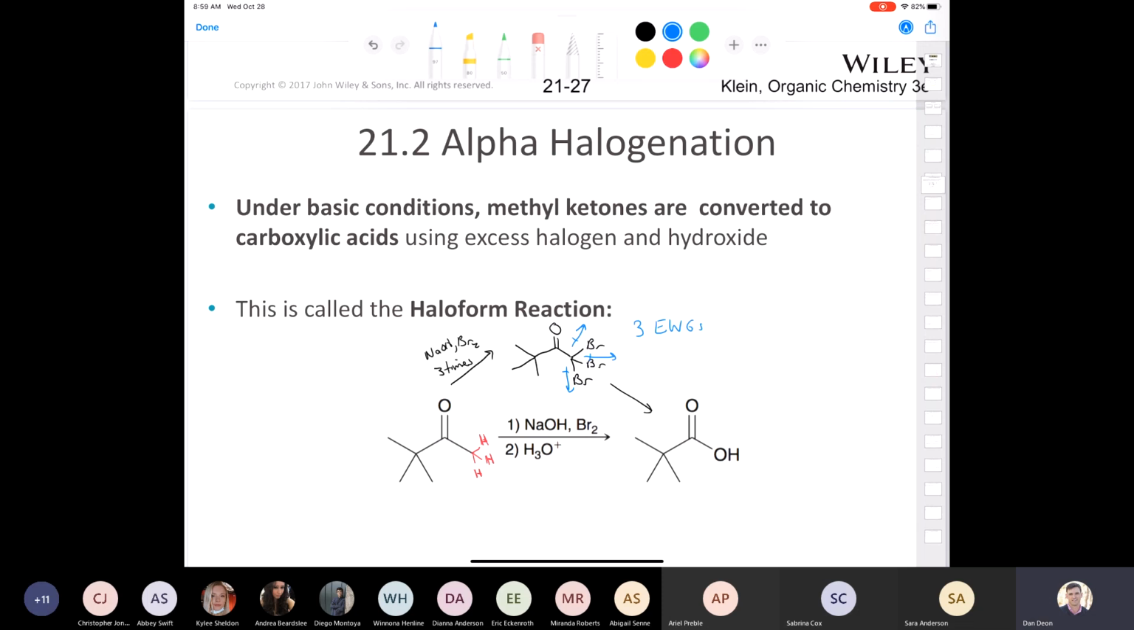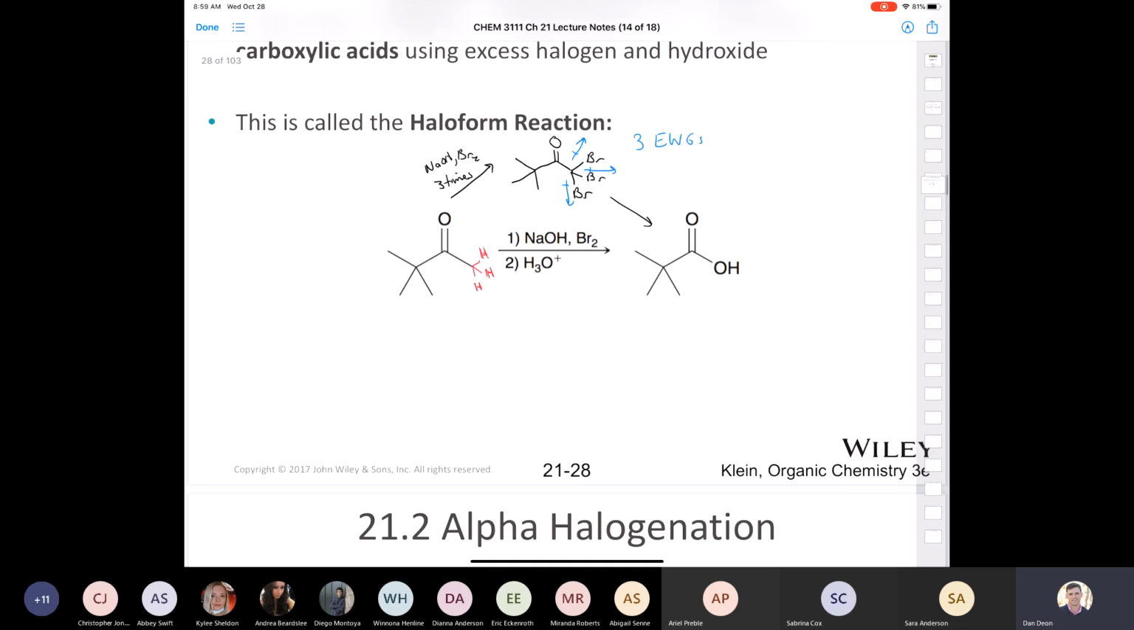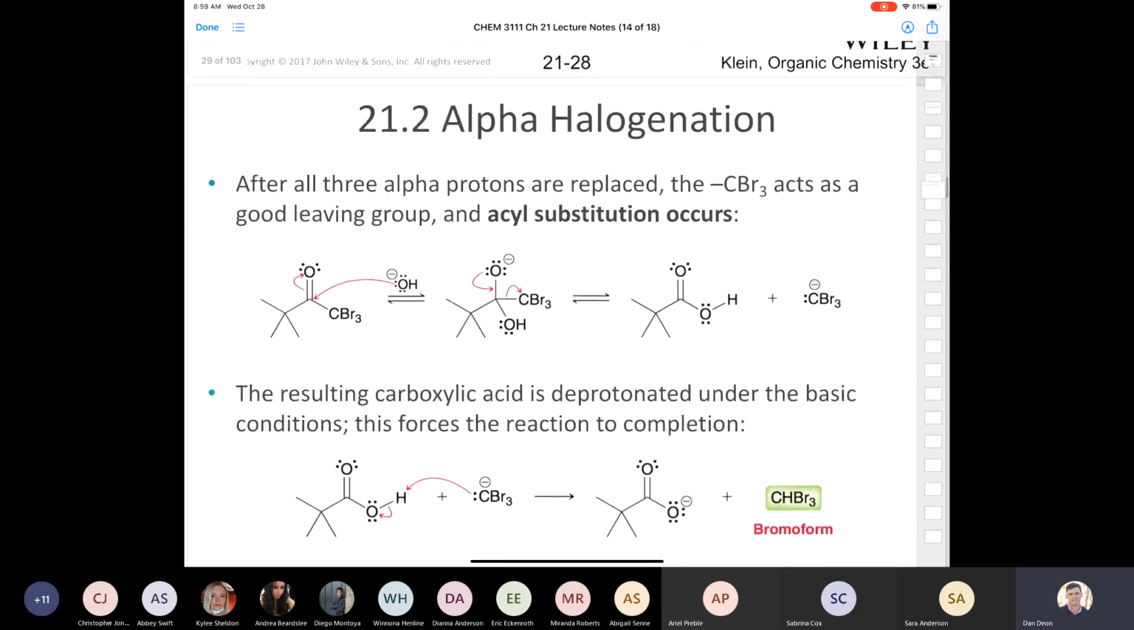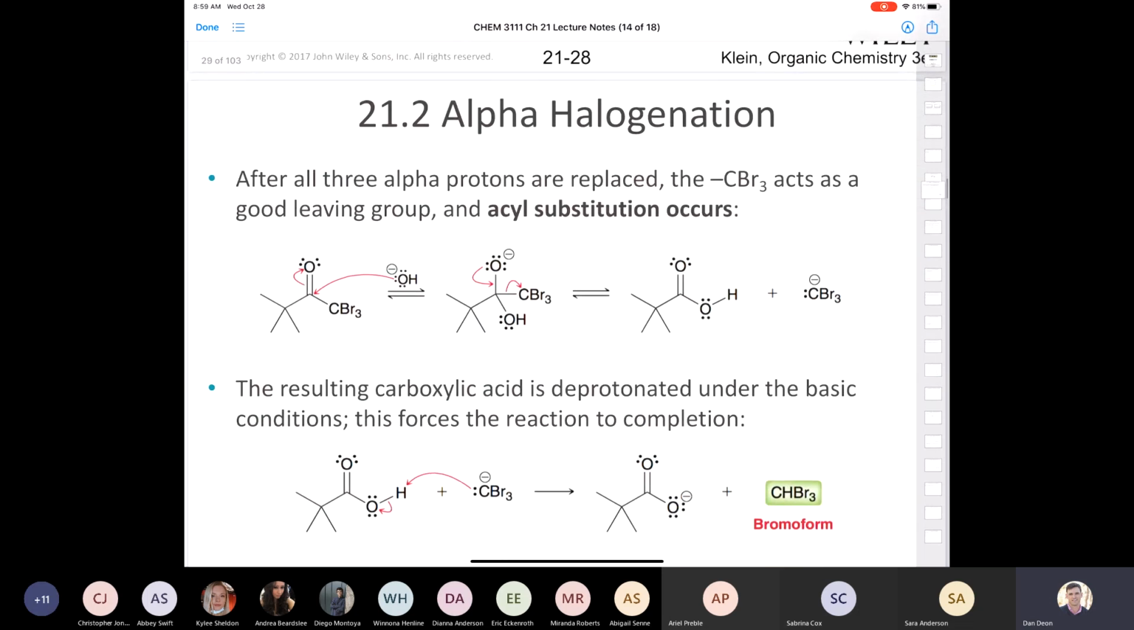Do I have the mechanism on the next slide? Yeah, I do. Okay, so we end up forming that compound with the 3 bromines, and I have the mechanism shown over here. I draw it in a couple of places. Anyhow, after all 3 alpha protons are replaced, the carbon with the 3 bromines acts as a good leaving group. Hey, that's something that we don't even think of in this class very often, right?